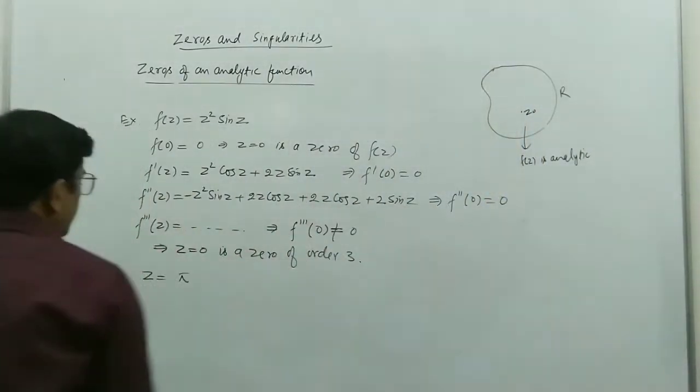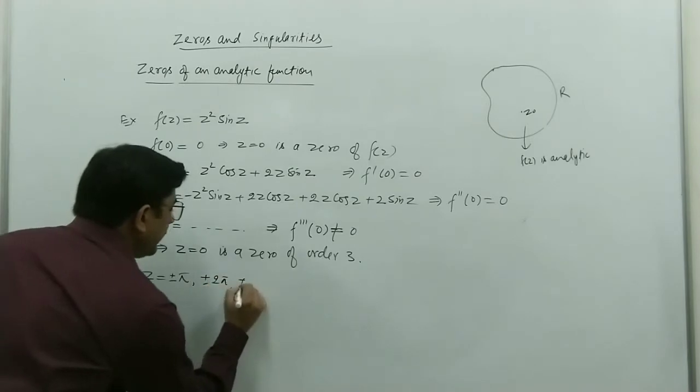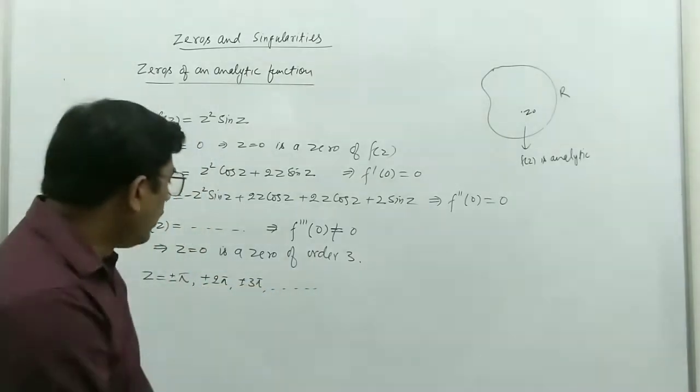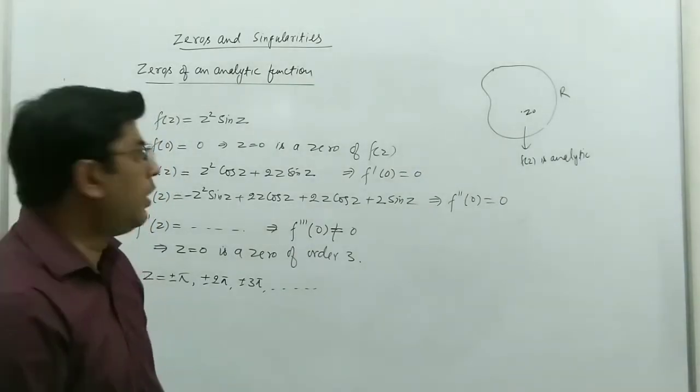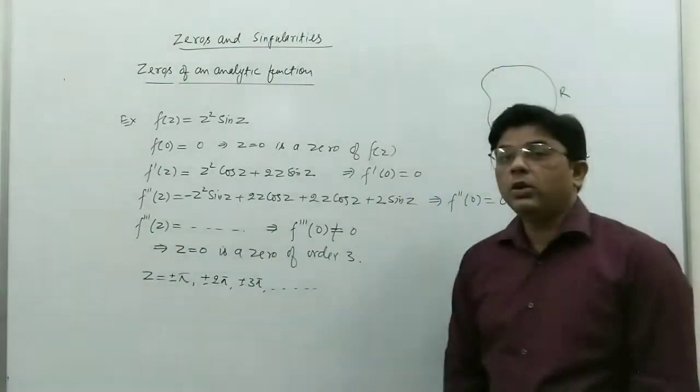It means z equal to plus minus pi, plus minus 2 pi, plus minus 3 pi, and so on, that is n pi, they all are zeros of this function f(z). Okay, but also we have to find the order.